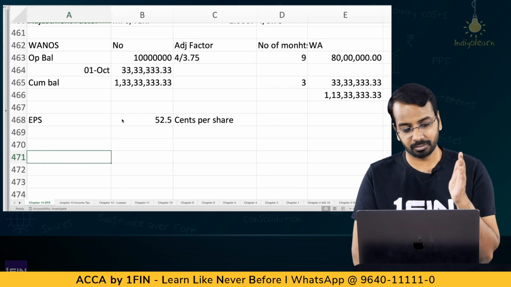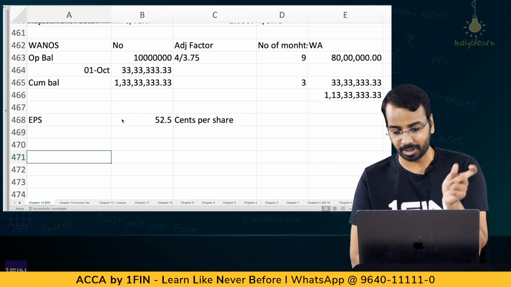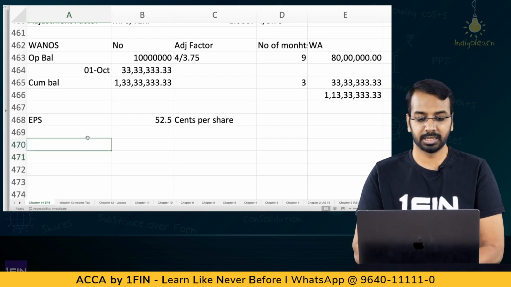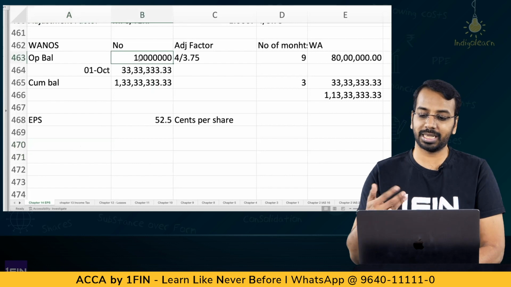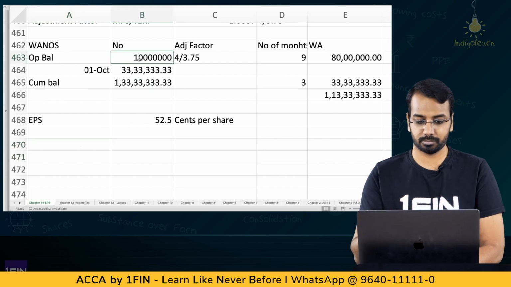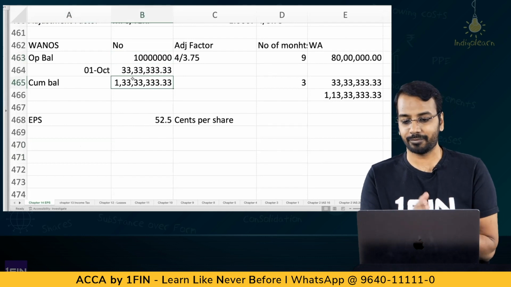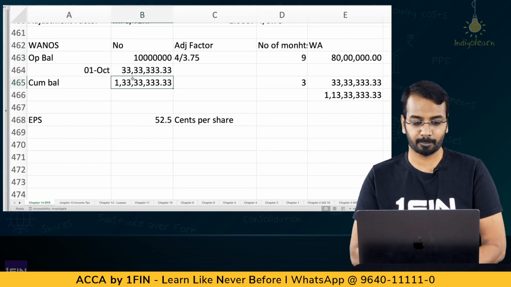And after the issue, take the number of shares and multiply it with the balance number of months. Because in the opening balance, I have already given the impact of bonus for that period. From here onwards, these are the total number of shares we have for the balance period of time.